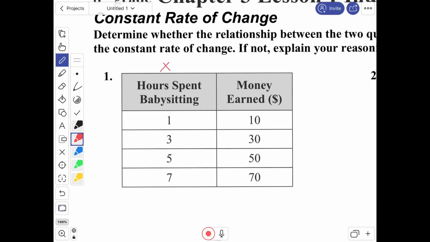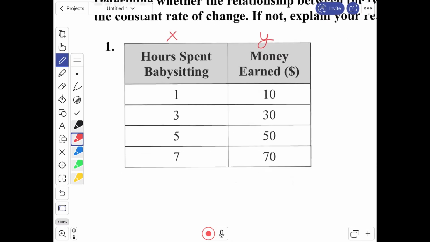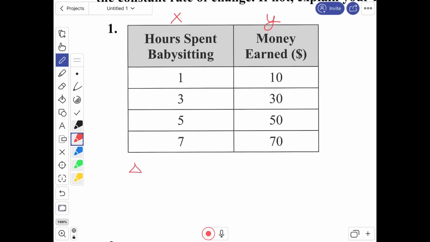Number one, we're looking at hours spent babysitting. And remember, time is usually the X versus the money they receive for babysitting. So that's the Y. What we're trying to do is see if the Y is changing by the same amount and the X is changing by the same amount every time. That little triangle is called a delta, and it means change. So that's a short way of writing change of Y over change of X. And when we did the examples, we subtracted two numbers. You can do it just over here on the side.